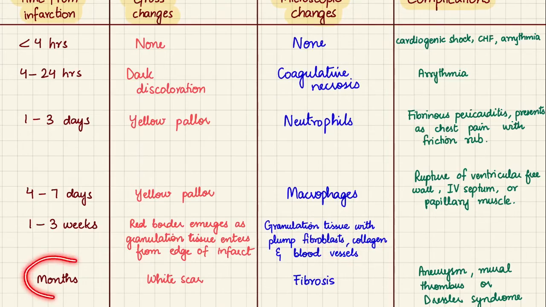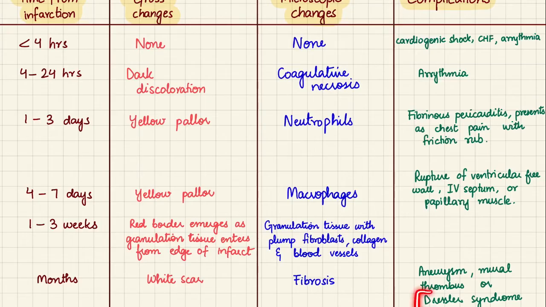After months of MI attack, there will be development of a white scar, and microscopically this will be fibrosis. That is the end result of inflammation when there cannot be regeneration. And the complications at this stage can be aneurysm, because the wall has become weakened and it can balloon out. Mural thrombus, because this area might be thrombogenic and pave the way for formation of thrombi.